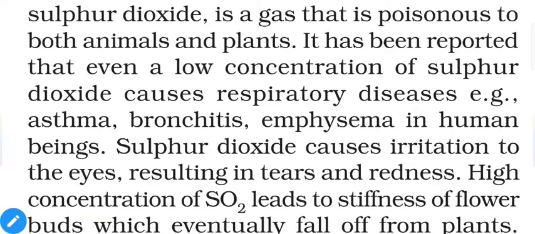So sulfur dioxide is a dangerous gas, and it is an important gas as well, because one of the most important chemicals for industry is sulfuric acid, and sulfur dioxide gas is the raw material for production of sulfuric acid. You already learned about it in the P block element unit. Sulfur dioxide can cause irritation to the eyes, resulting in tears and redness, and high concentration of SO2 leads to stiffness of flower buds, which eventually fall off the plants. That means it can damage plant systems as well.